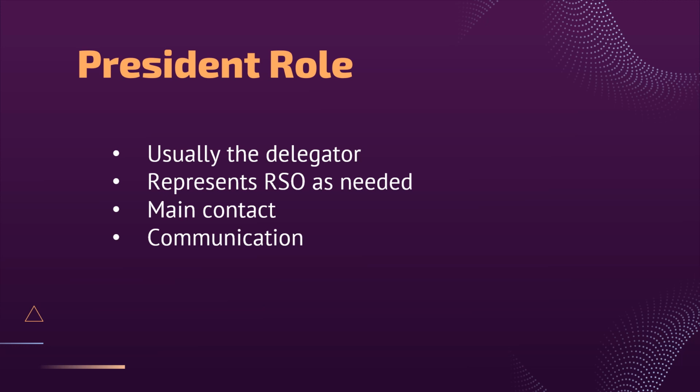The president also represents the RSO as needed with various things on campus and is the main point of contact for the RSO. Throughout the year, the RSO president might be communicated with via direct email or through Cub Connect by student life, student government, or other office or department on campus. It's important this communication is reviewed and, should a reply be necessary, a response is given.